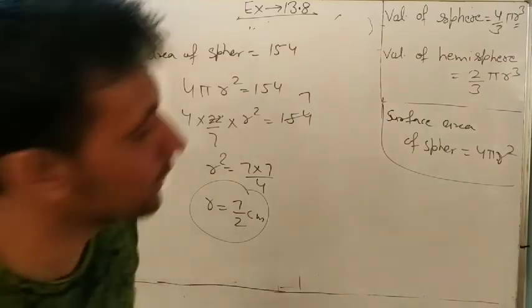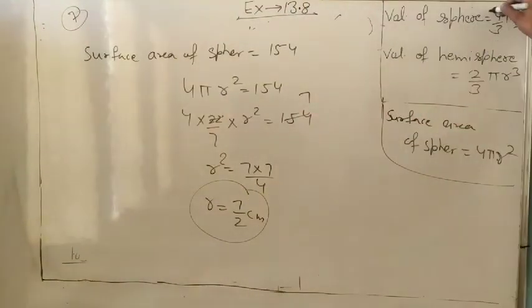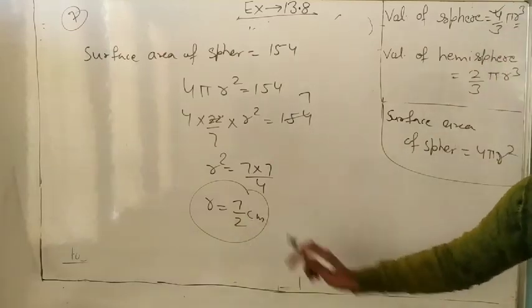So we have to find the volume. What is the volume of a sphere? 4 by 3 pi r cube. 4 by 3 we know, pi we know, r we know. We can find this question.